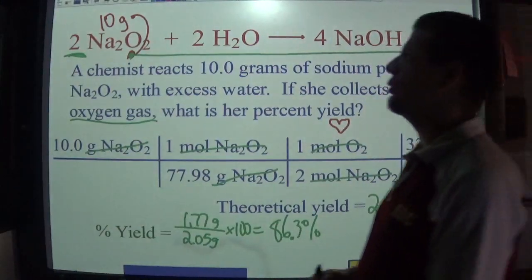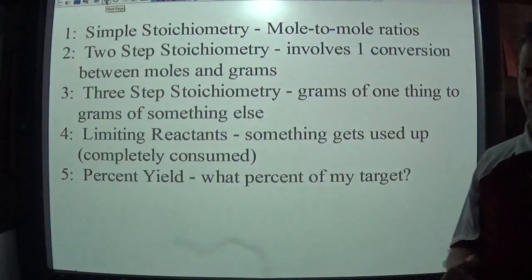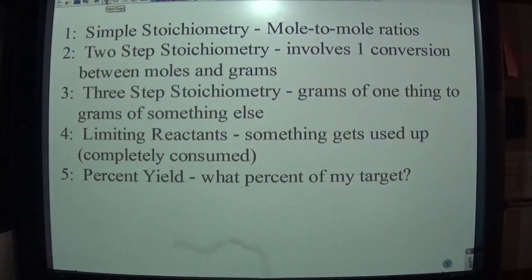So in order to review all the stuff that we've talked about in this unit so far, it's pretty simple. There's been 5 things. We called it simple stoichiometry. That's using the mole-to-mole ratio. That's what I just said is the heart of the problem. We also did 2-step stoichiometry. In those, there will be one conversion between moles and grams. Either they will give you grams and ask you to solve for moles, or they will give you moles and ask you to solve for grams of something else.